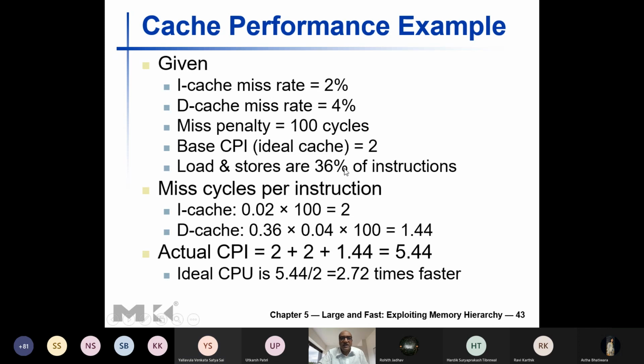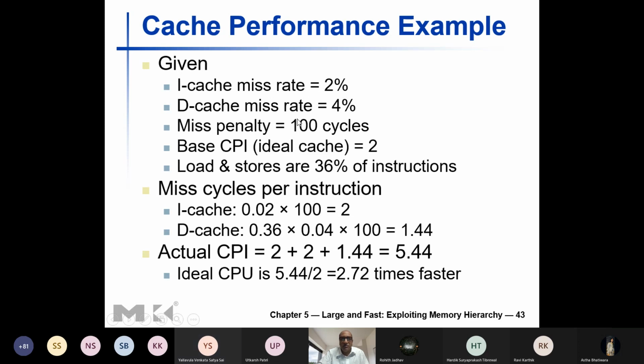Why this is given is that the data cache will be accessed only during loads and stores, whereas the instruction cache will be accessed for every instruction. Every memory access first goes to the instruction cache, and if the instruction is there, it will be accessed. Then if that instruction happens to be a load or store, it will also access the data cache. At that time, if the data is not there, then there is a miss at the data cache. That's the reason it was mentioned here: loads and stores are 36% of the instructions.